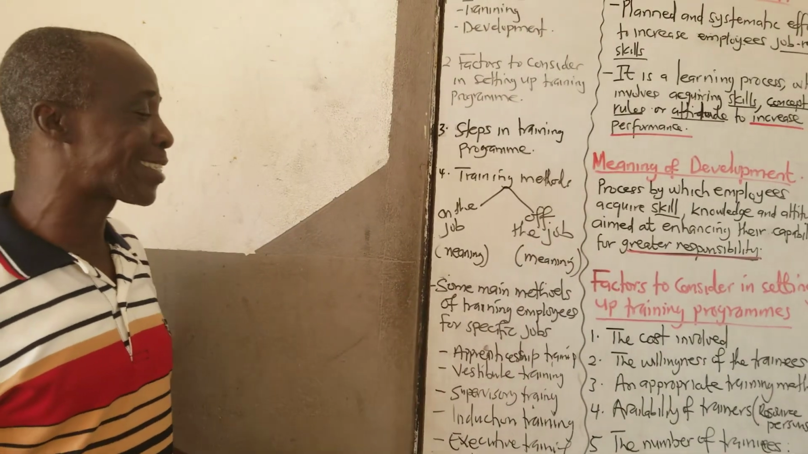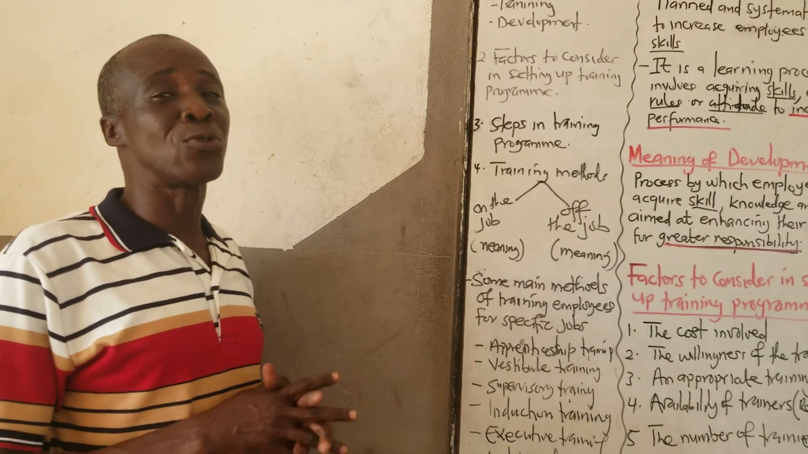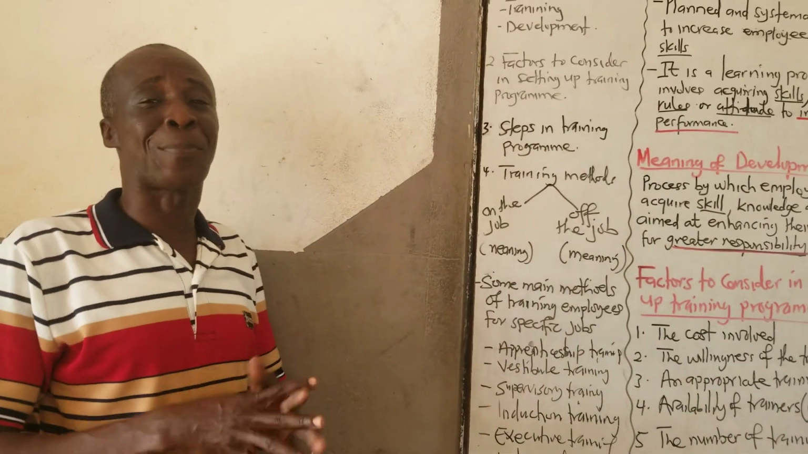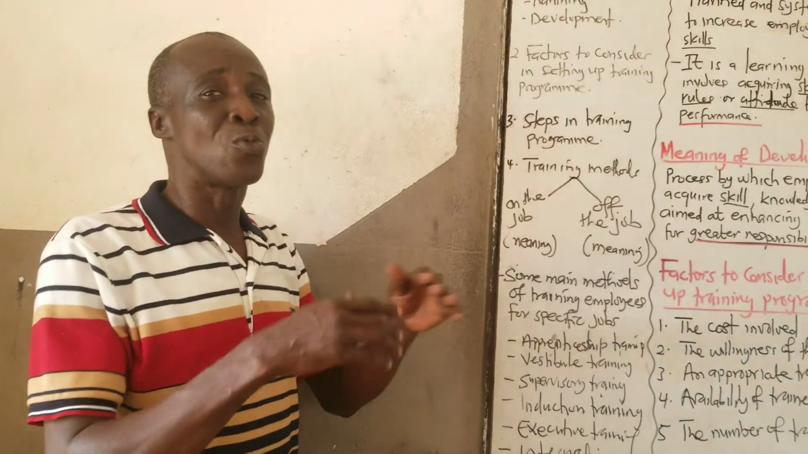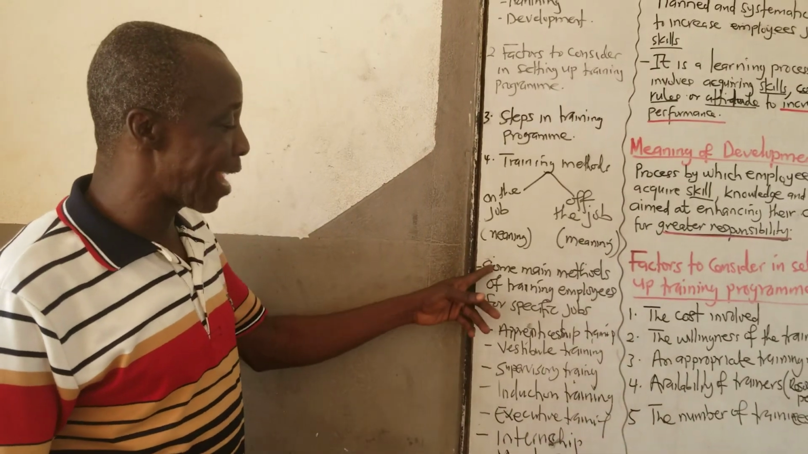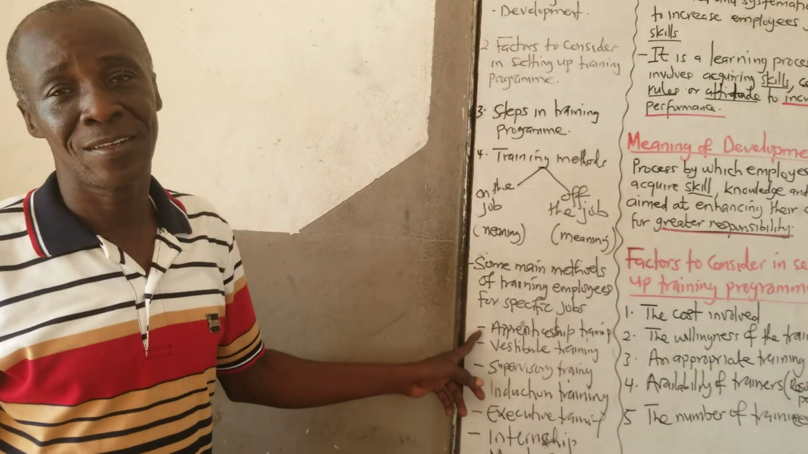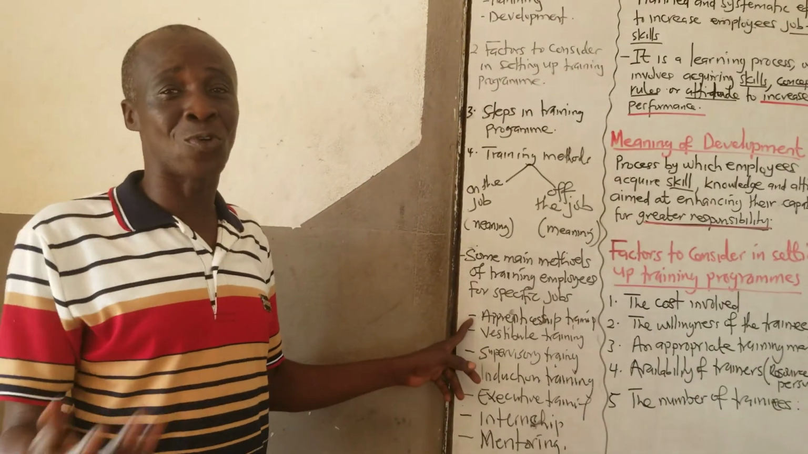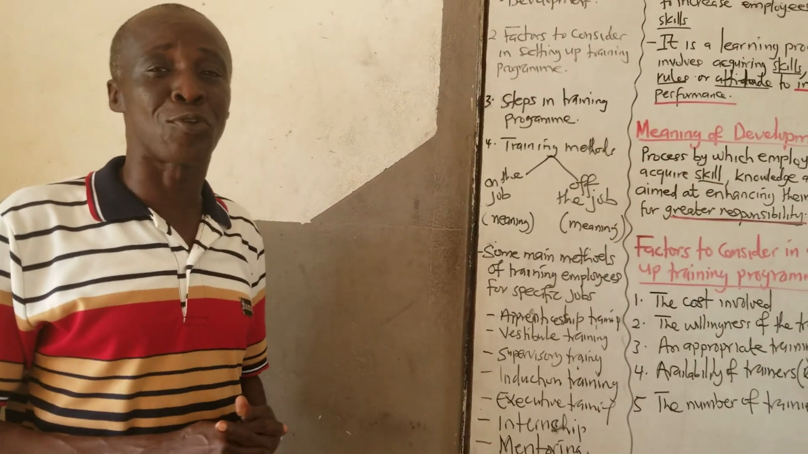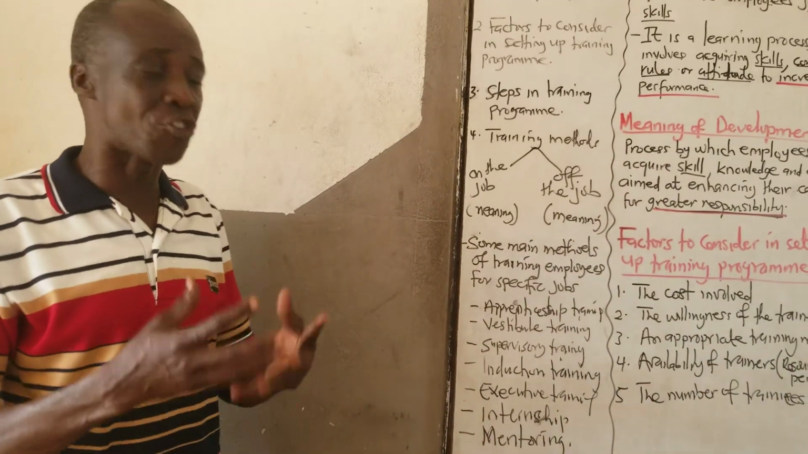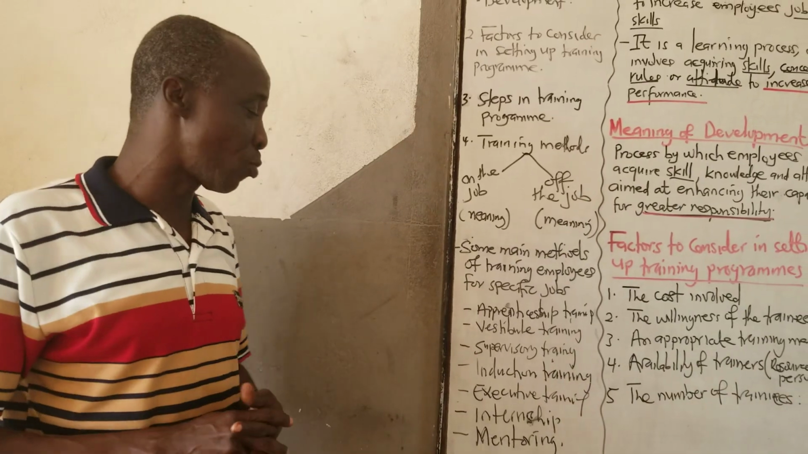Then after that, we look at some main methods of training employees for specific jobs. So you realize that you are using a particular method or technique. What is it? Is it on the job or off the job? We look at that. Under that, we look at apprenticeship, which you are familiar with. When you say somebody is an apprentice, who is that person? We will also look at vestibule training. We also look at supervisory training. When you say supervisory training, what is it?